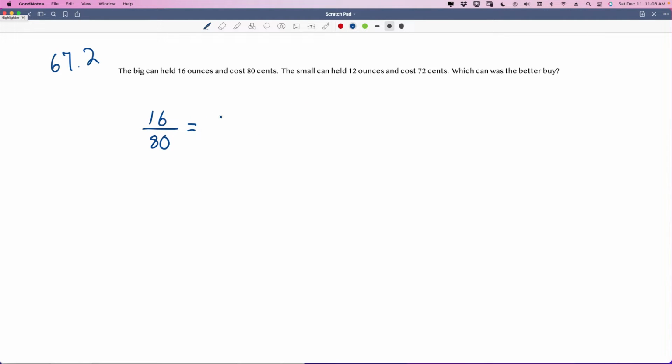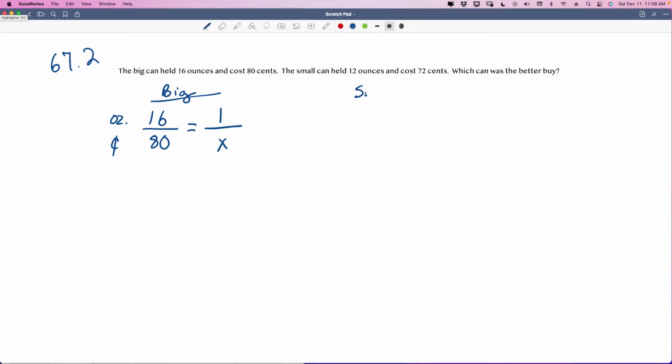So we're going to bring this down. This is ounces, and you write that OZ, and then this is cents, 80 cents. So we want to bring this down to 1 ounce and find out how much that one costs, right? And this is the big can.